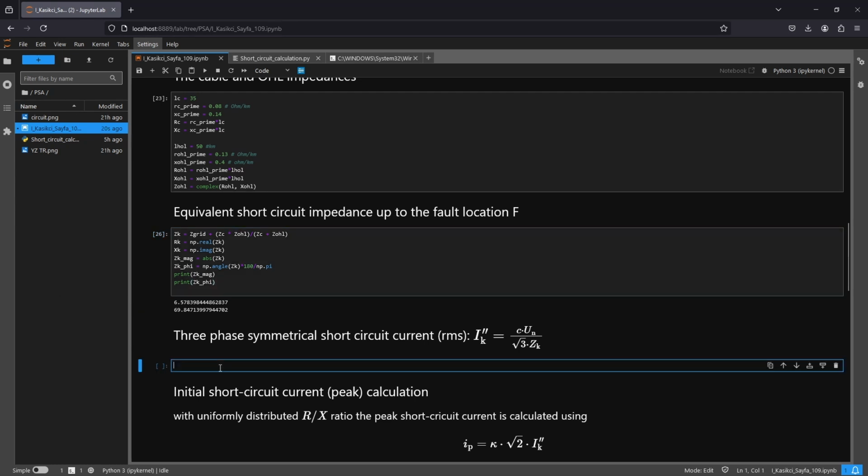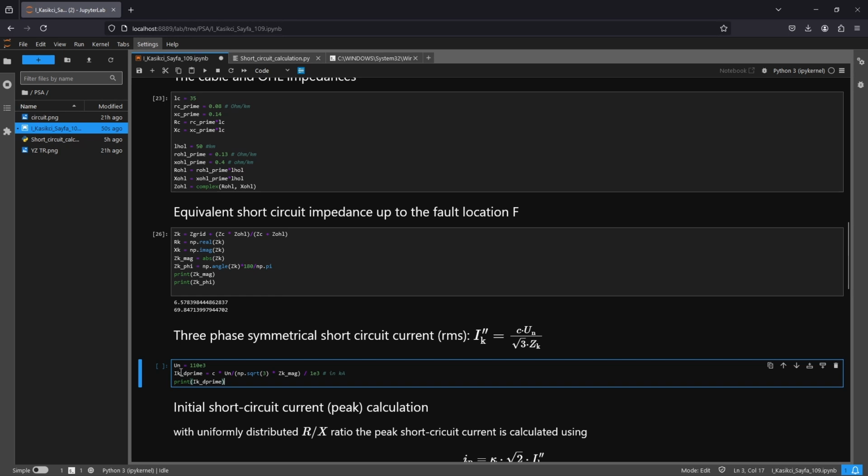And now is the step to calculate the symmetrical RMS short circuit current at point F, because we also calculated the equivalent impedance up to the point F. So in order to calculate the three-phase symmetrical short circuit current IK double prime, we have C times UN divided by square root of 3 times ZK. Now we can write this again in a block of code.